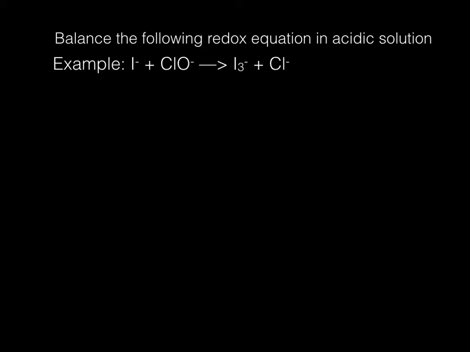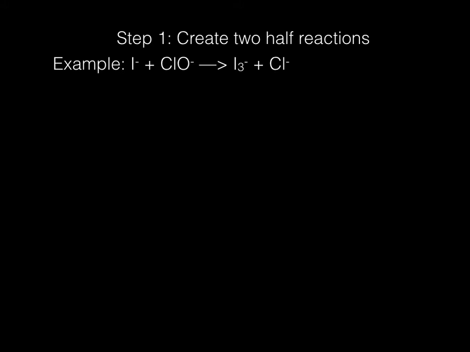Okay, in this video, let me take you through balancing redox reactions. So in this example here, I have I⁻ plus ClO⁻ going to I₃⁻ and Cl⁻. In the first step, you want to create two half reactions.